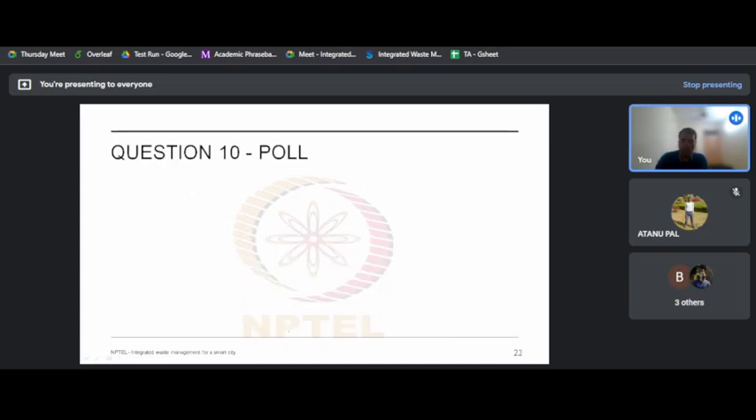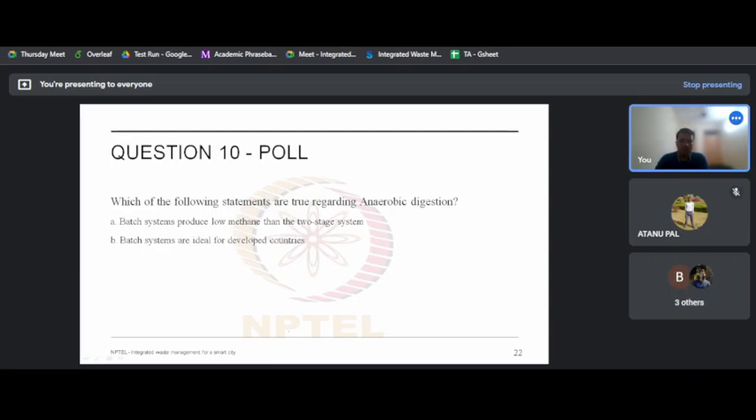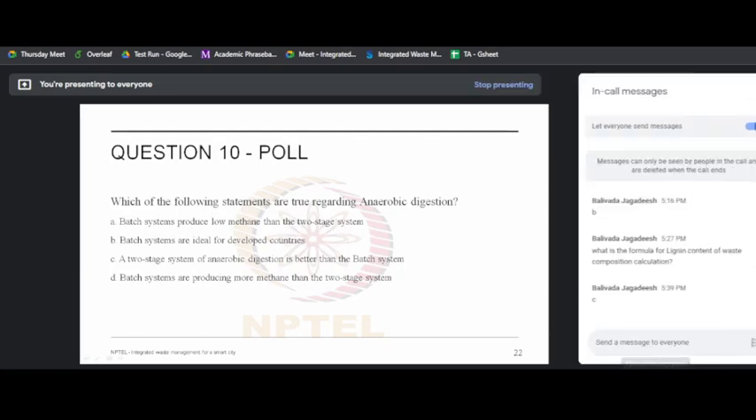So moving on to question number 10, which is a poll. Which of the following statements are true regarding anaerobic digestion? Batch systems produce low methane than the two-stage system. Batch systems are ideal for developed countries. A two-stage system of anaerobic digestion is better than the batch system, and batch systems are producing more methane than the two-stage system. So I will drop a poll in the Gmeet. You can answer it.